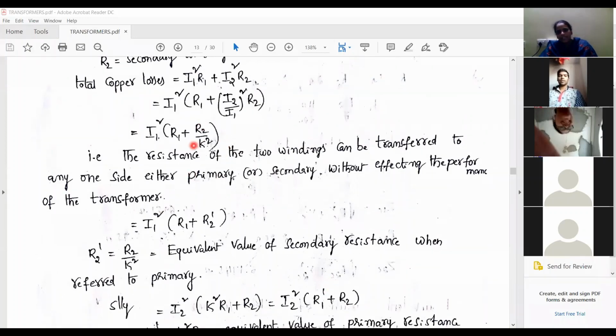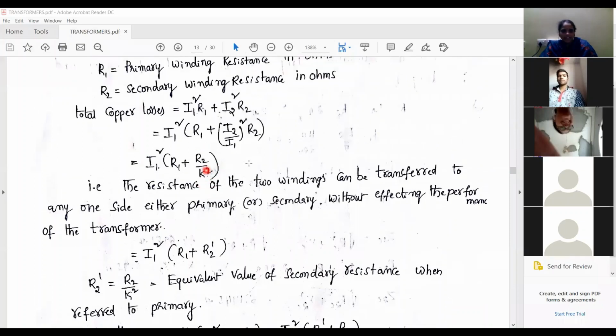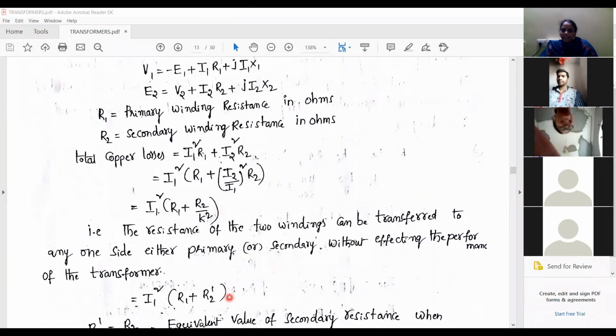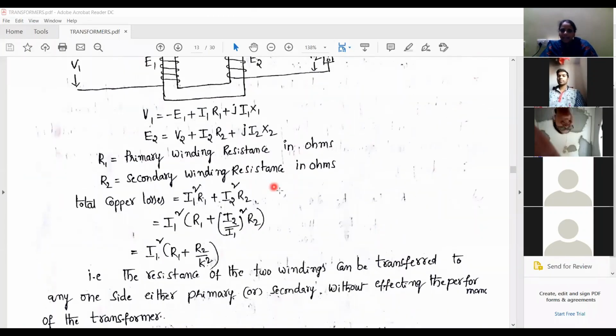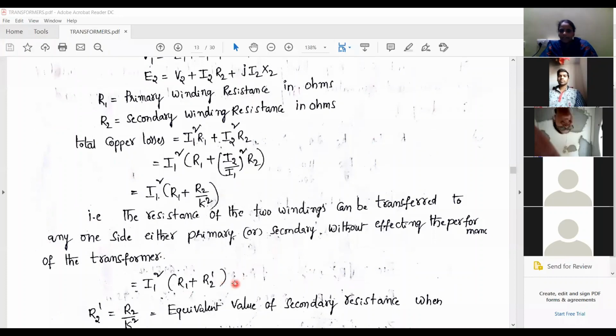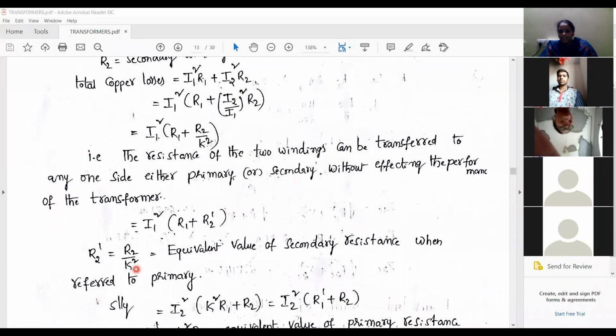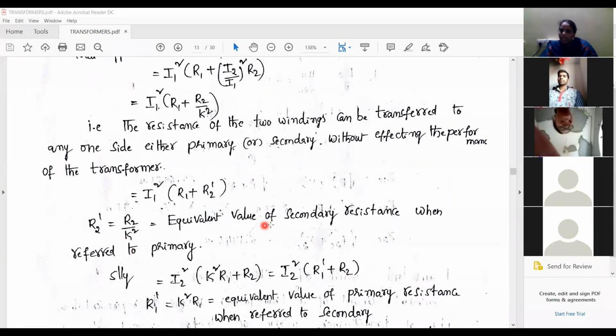So now I am writing R2 by K square. R2 by K square I will take as R2 dash. I1 square into R1 plus R2 by K square, I will take it as R2 dash. You need to remember that when the secondary parameters are transferred to the primary, you always divide by K square. This is the equivalent value of the secondary resistance when transferred to the primary.